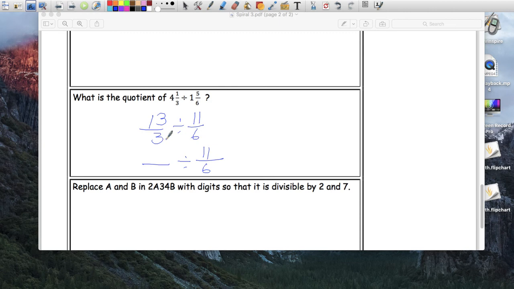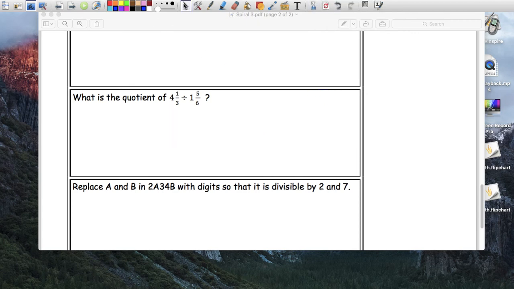All right, so this changed. 3 times 2 became 6. And then multiply the top by 2. So 13 times 2 is 26. So here's our new problem. 26 over 6 divided by 11 over 6. We can cross out and it gives us 26 over 11. And 11 goes into 26 2 times, which is 22. 3 left over 11. Final answer.